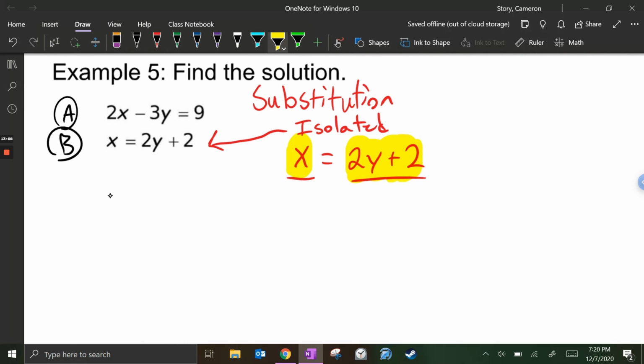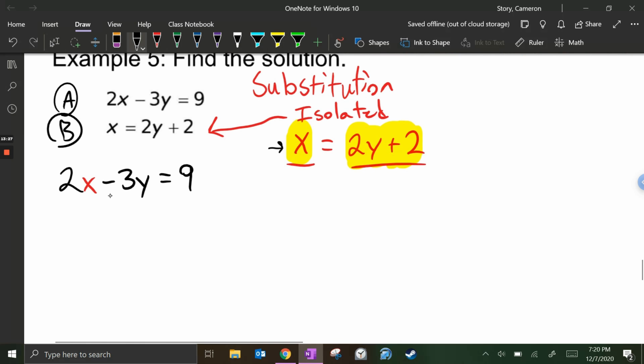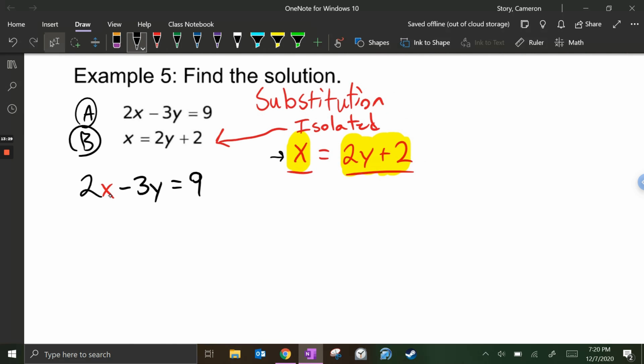Okay, we're going to take equation A. Let me write it out real quick. We're going to take equation A and replace x with 2y plus 2. Okay, that's all we're going to do. We're going to look at that x and say, okay, I know what x is equal to. It's equal to 2y plus 2. So we're just going to replace it in the equation, and I'll try to color code this accordingly. So we have 2 times (2y plus 2). So there we have it. We just made the replacement right there.